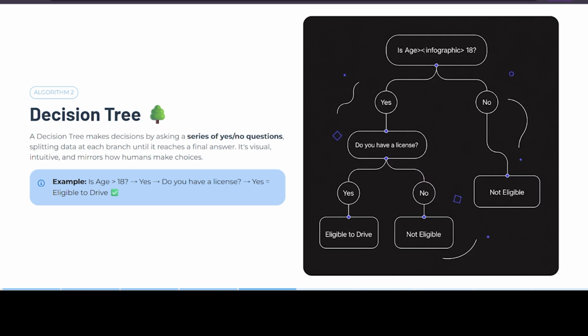Okay, see that example. If age is greater than 18, you will be eligible for having a license. First you ask, do you have a license? If yes, eligible to drive. If no license, not eligible to drive. And if age is less than 18, no, you are not eligible to get the license. This is how the decision tree works.